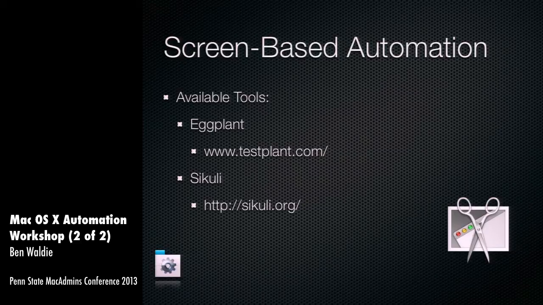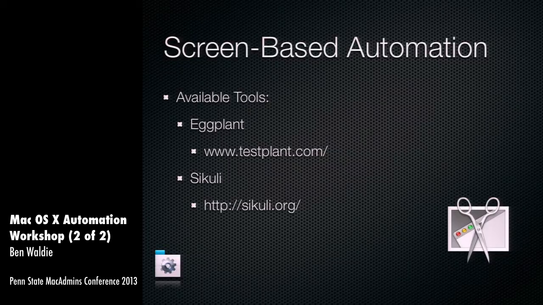Screen-based automation. There was a little bit of talk about this the other day. There's a couple of tools. One is called Eggplant, and one is called Sakuli. Eggplant's a commercial tool, and Sakuli is available at the moment for free. These work by looking at pictures of the screen. With Sakuli, for example, you take screenshots of the things you want it to click, and then it looks for those pictures on screen and clicks them. So you can move stuff around. You could have a disk down here, and it will still work because it's looking for the picture of the disk, not the actual disk.